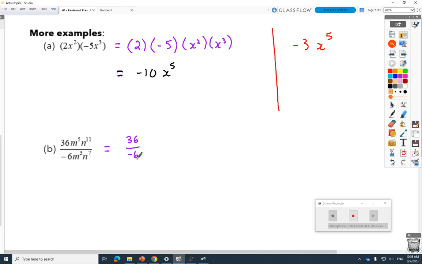Then, this one, m to the 5th over m cubed, and n to the power of 11 over n to the power of 7. And I'm just doing that to think. So that it's not a big chunk of alphagettis anymore. I can look at it and know what's going on. Because 36 over negative 6, hopefully, oh, non-optional step, hopefully you've got that.